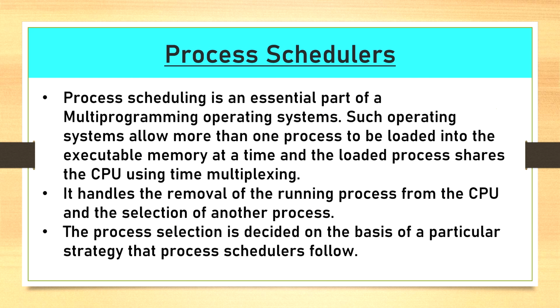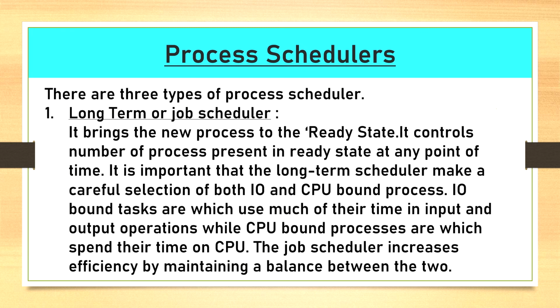The last topic in today's tutorial is process schedulers. The process scheduling is the activity of the process manager that handles the removal of the running process from the CPU and the selection of another process on the basis of a particular strategy. There are major three types of process schedulers. The first one is long-term job schedulers.